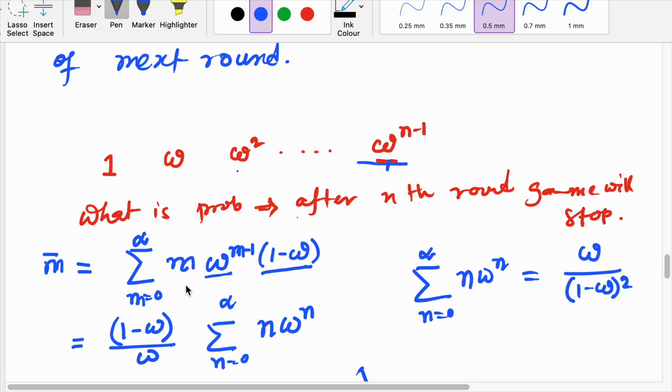So what will be the average? So m into the probability, that will be the average. Is it clear?